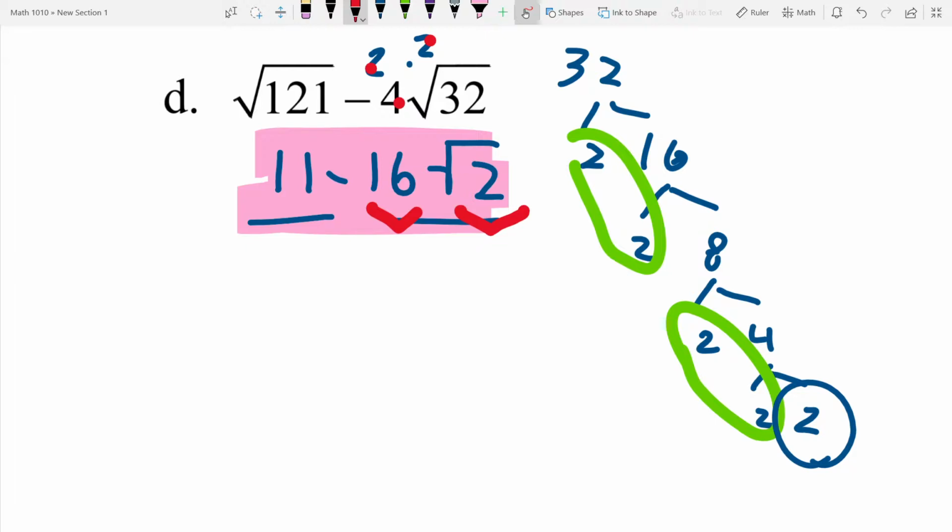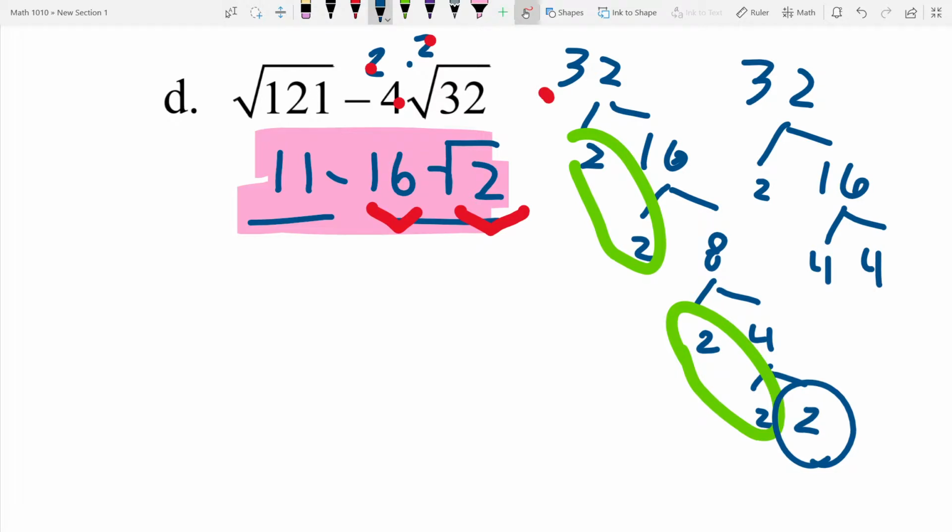I'm talking about the 32. Okay, so let's talk about the 32. Okay. Go ahead, talk to me. So 32, and then you put down the 2 and 16, correct? 2 and 16. And then on the 16, it's just 4 and 4. Sure, so 4 and 4. Okay, so yes. They don't have to be prime.